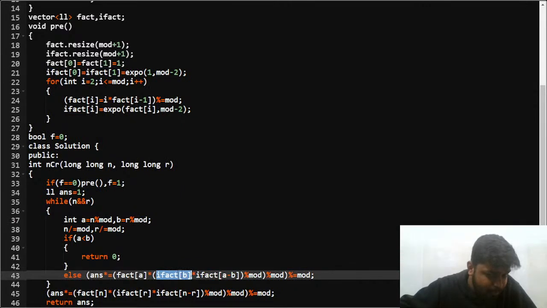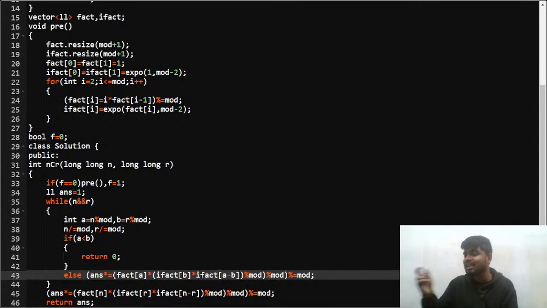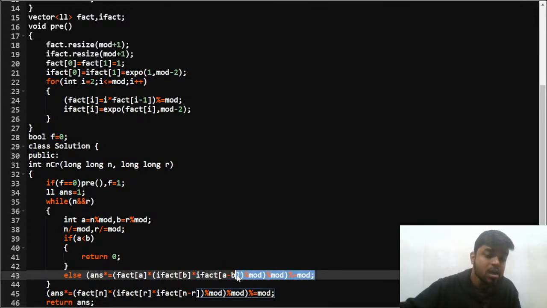In I fact of b is not inverse factorial of r, and I fact of a minus b is what? Inverse factorial of n minus r, right? N minus r factorial, and taking the mod, so inverse factorial of that. And at every step I have to apply mod so that I do not exceed the value, right? I have to apply mod because that's mandatory for me.